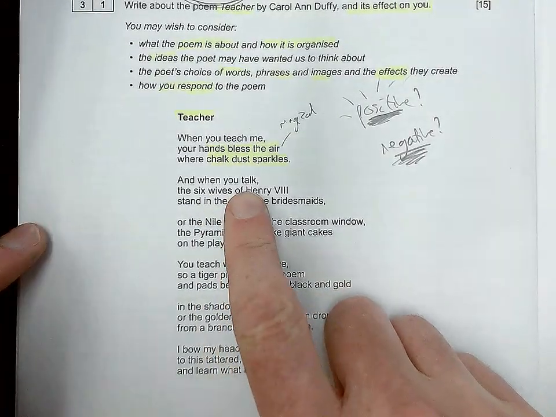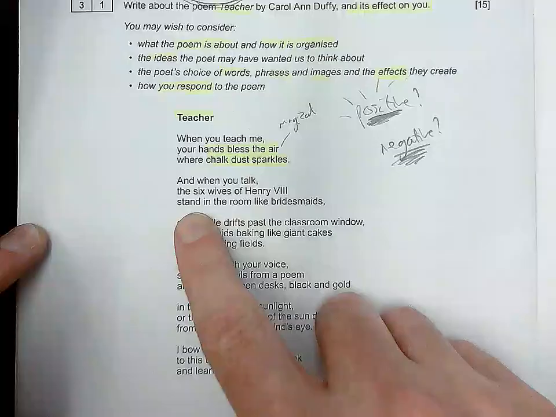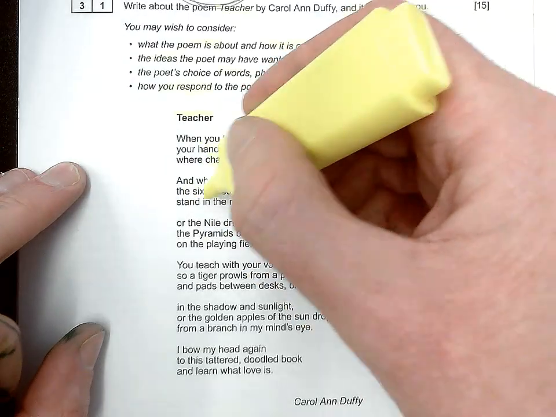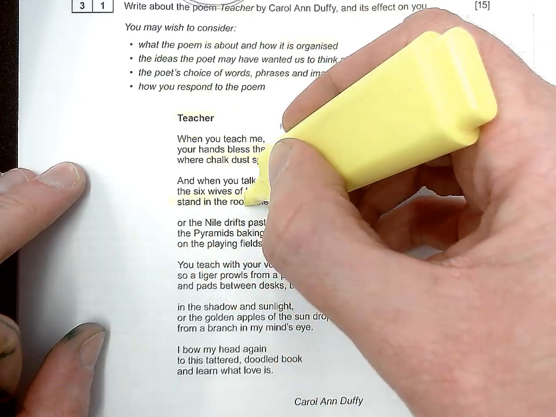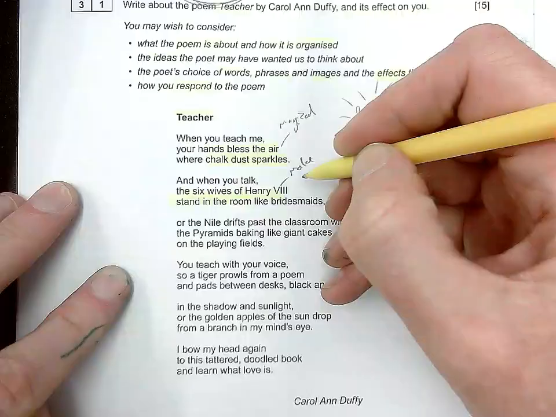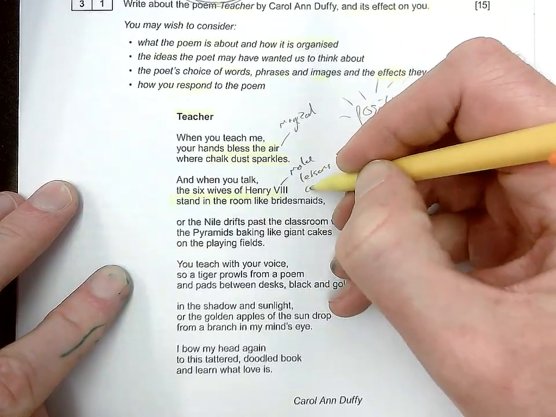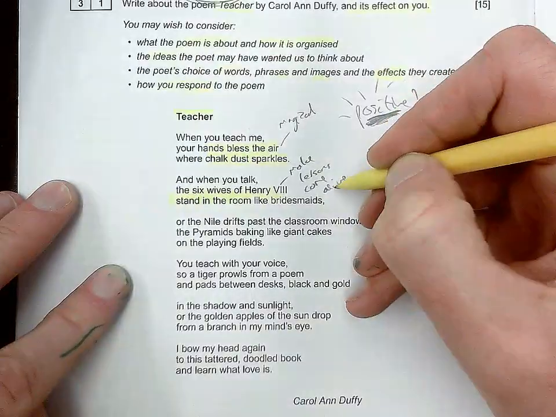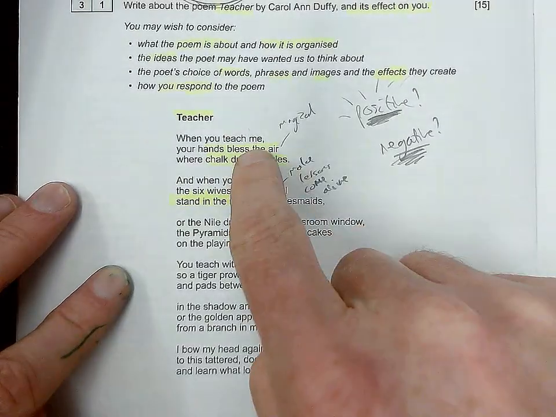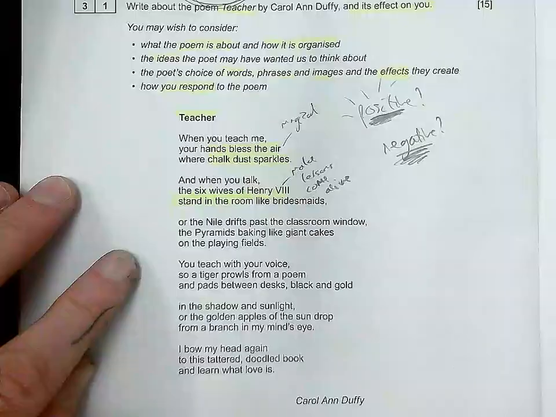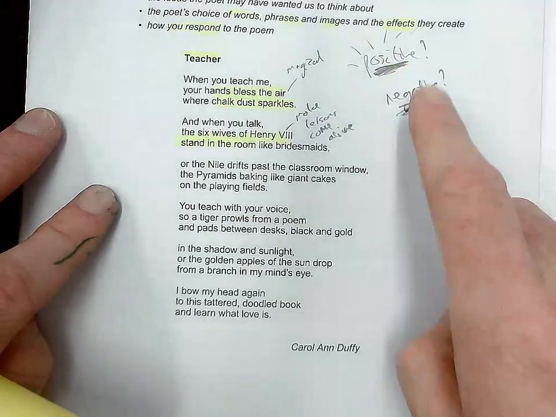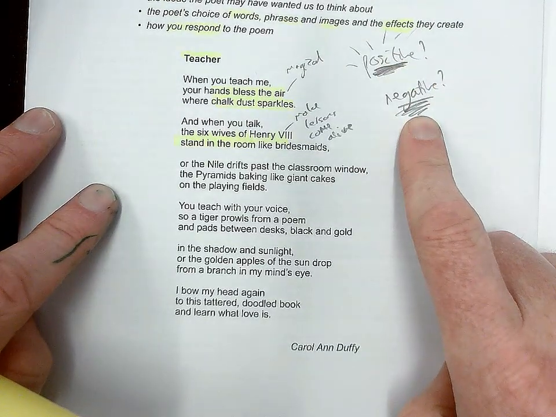And "when you talk, the 6 wives of Henry VIII stand in the room." This seems to suggest that this teacher makes history lessons come alive. So they make lessons come alive. Their lessons are exciting and engaging, and the student can really imagine what they're talking about. So look for 5 or more things. 5, I would say, is a minimum. And if you find it hard, looking for positive or negative things is an easy way into a poem.